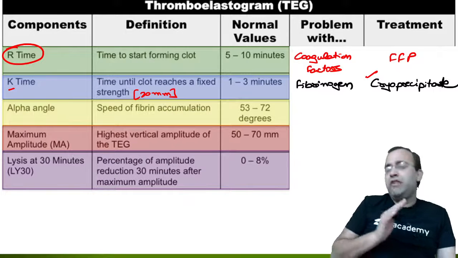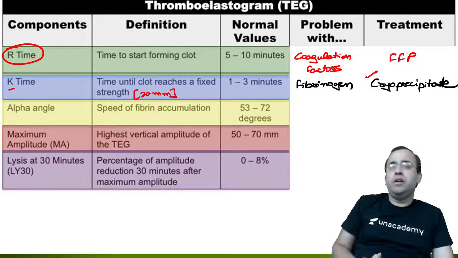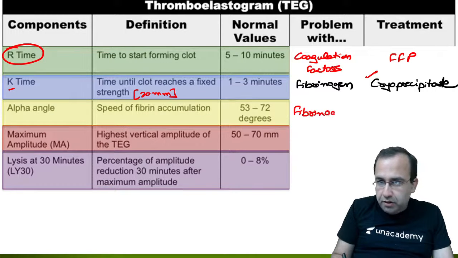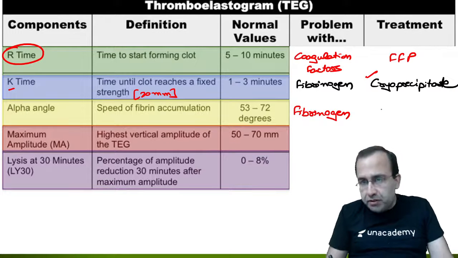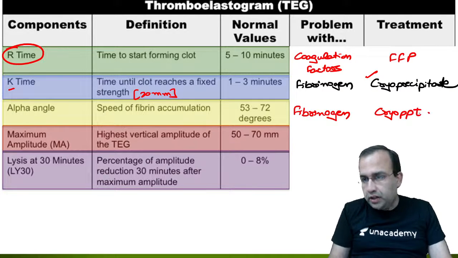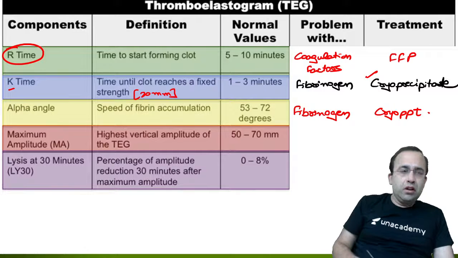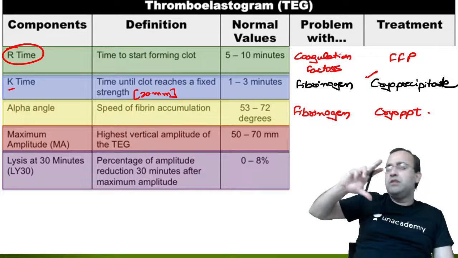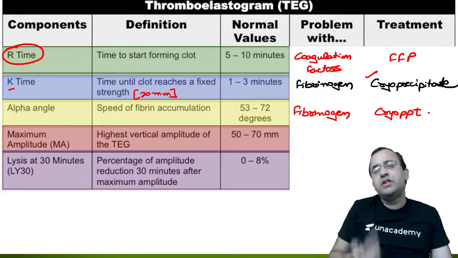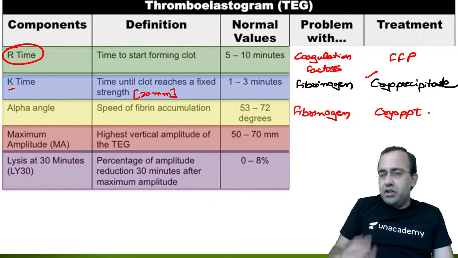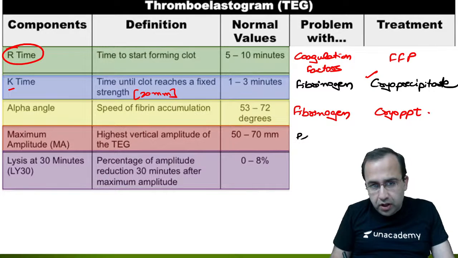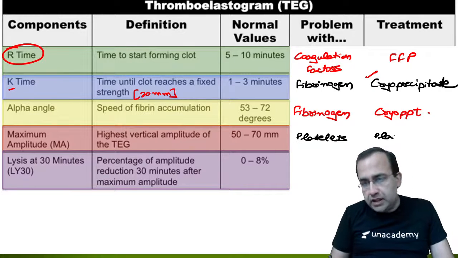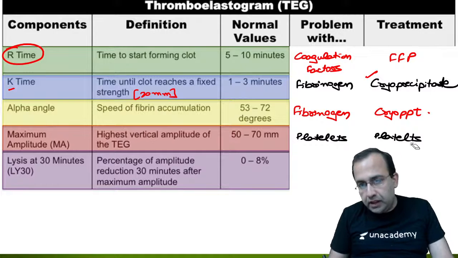Next was the alpha angle. Alpha angle was the speed of fibrin accumulation. Again, if the speed of fibrin accumulation is not right, that means there is a problem in fibrinogen only, and again the therapy for the same is cryoprecipitate. Nothing new. Next, maximum amplitude, MA. Maximum amplitude was the highest vertical amplitude which denoted clot strength. If there is a problem in maximum amplitude, it denotes a problem with platelets, and platelets are given for the same.